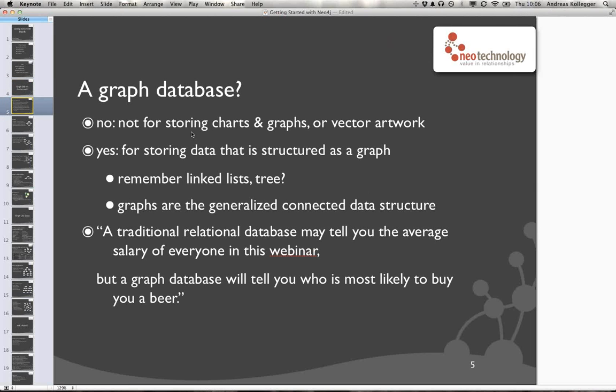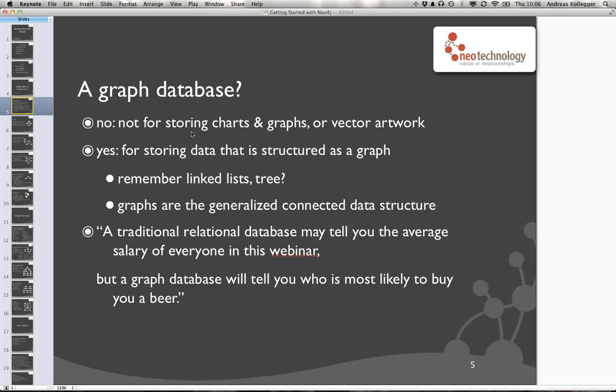So not just a graph, of course. Today we're talking about a graph database. And it's sort of unfortunate that often when people first hear about a graph database, they're confused as to what that means. The first thing that comes to people's minds is actually, oh, you mean a database specifically for storing charts and graphs, or a database for storing vector artwork? But of course, that's not what we mean.